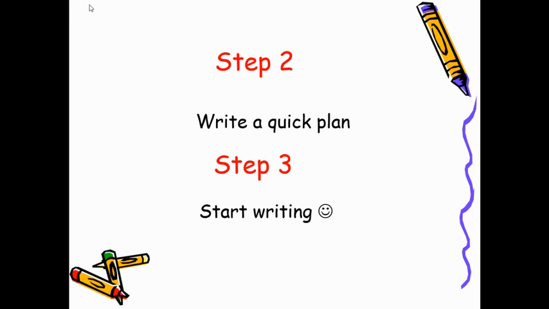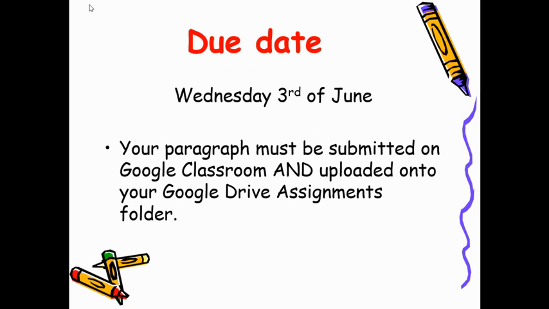You need to type this up and make sure that it goes into your assignments folder on your Google Drive, and make sure that you have included all of the 5 senses and that you are aware that it is going to be graded. You have until the 3rd of June to get this complete, and your paragraph must be submitted on Google Classroom and uploaded onto your Drive. So there will be a Task 2 option here on Google Classroom, and you will also have, obviously, the opportunity to upload it onto your assignments folder in Google Drive. Okay, that must happen.